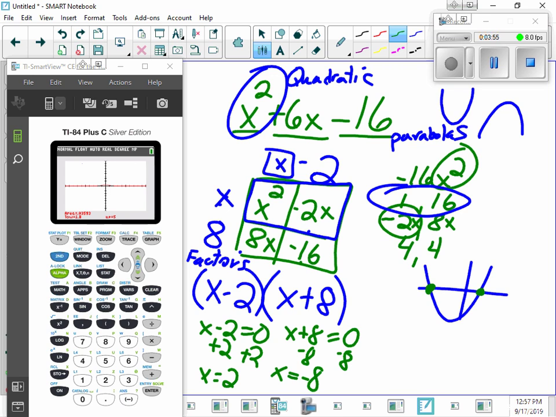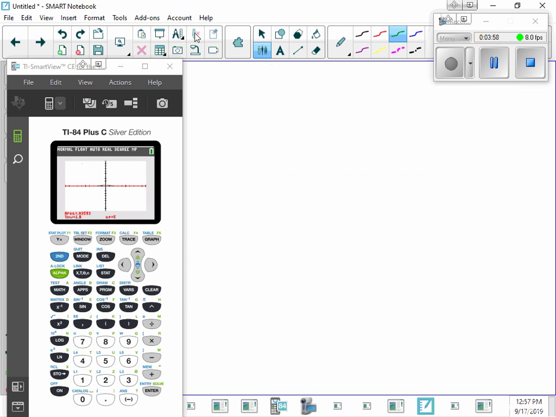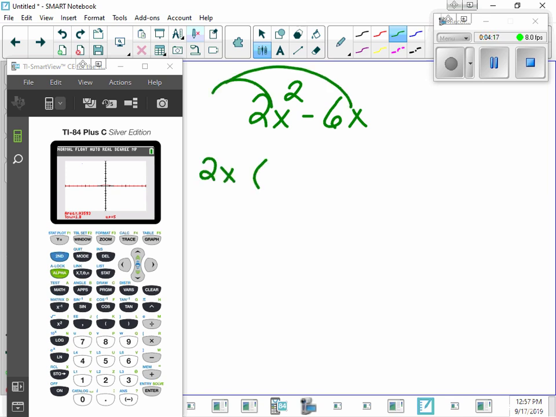Okay, so let's review a couple other things. What if I had 2x squared minus 6x? Can I pull anything out of that? What? An x and a 2. So I'm going to yank out a 2x. And if I do that, what's left? X. So this is really 2 times x times x. And I pulled out a 2x, so I'm left with x.